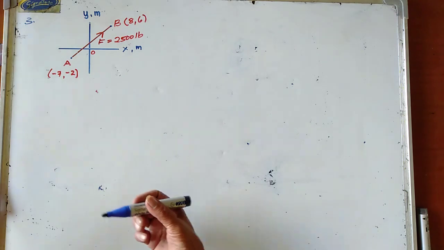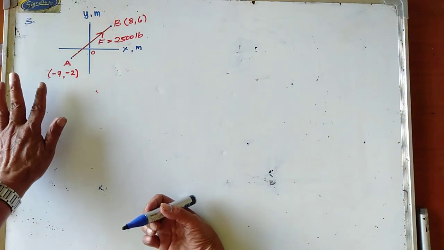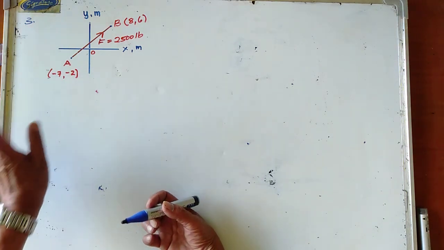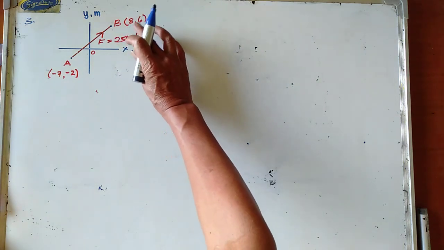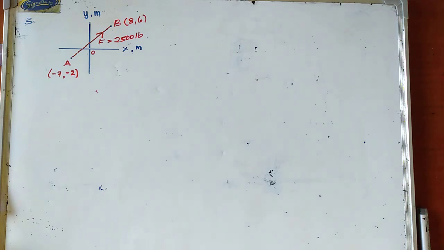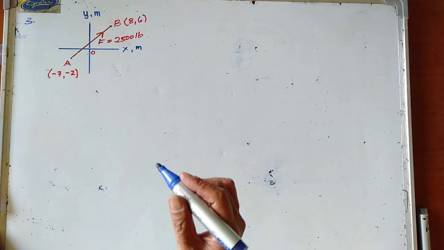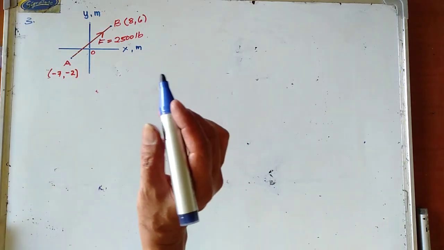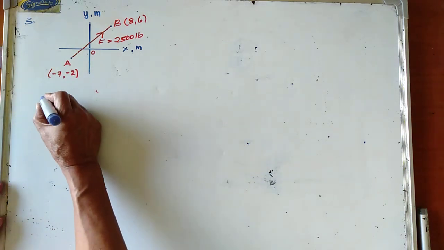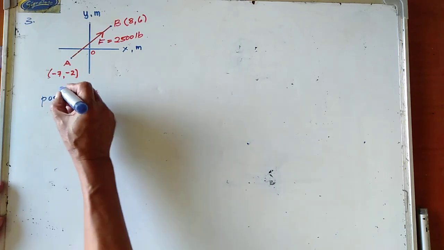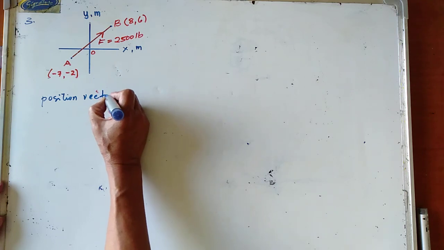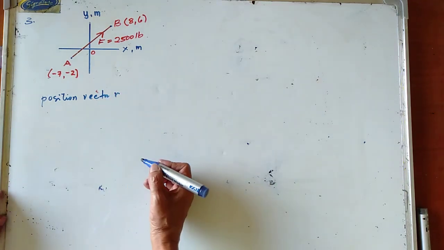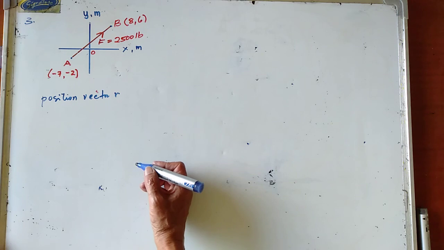The coordinates of point A are negative 7 and negative 2. The coordinates of point B are positive 8 and positive 6. First, let us determine the position vector r. How are we going to determine again the position vector r?